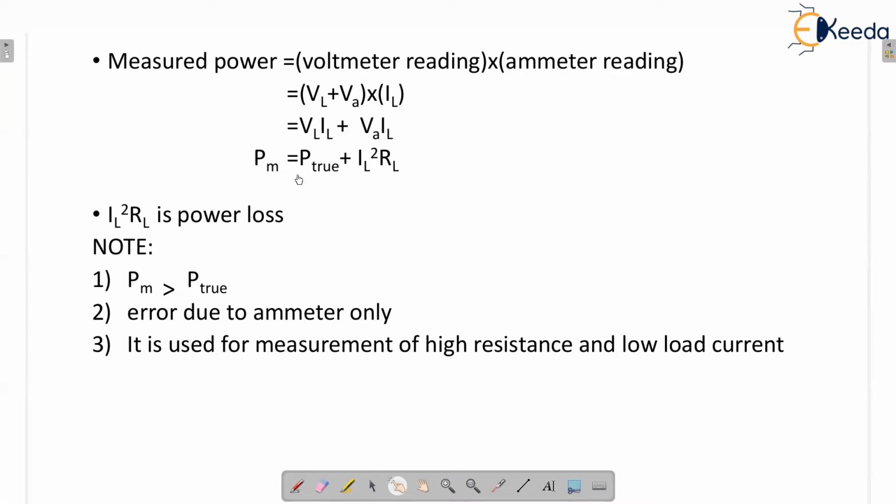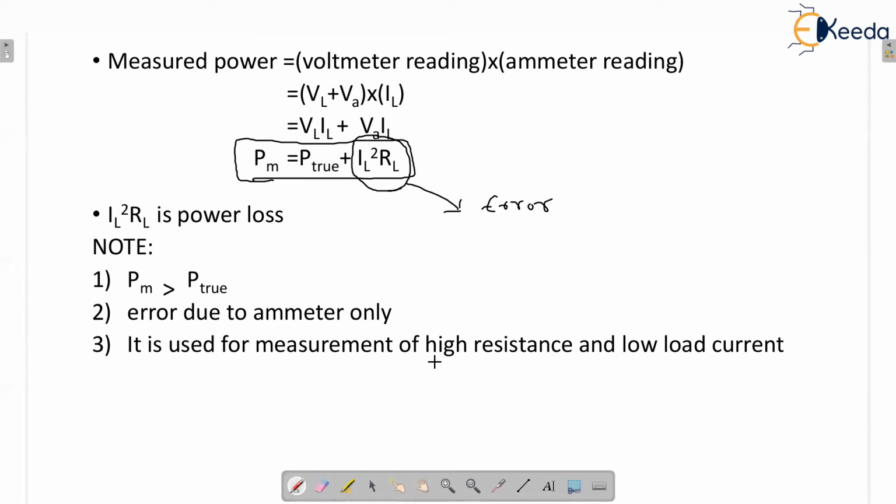Please try to observe from this equation: measured power is greater than true power. This is the error. Which part is error? This part is error. So the error is due to the ammeter only.